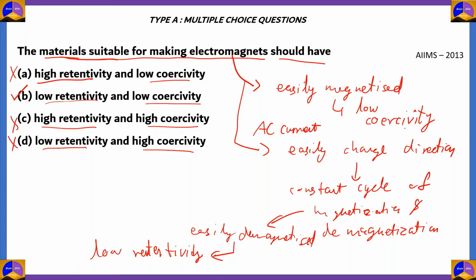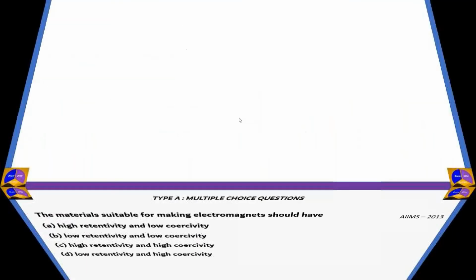Easily magnetized, low coercivity, easily change direction, which means they have a constant cycle of magnetization and demagnetization. In order to make this constant cycle, the material must be easily demagnetized as well. Easily demagnetized means the material has low retentivity. So both low coercivity and low retentivity make the material suitable for making an electromagnet. Option B is the right option.